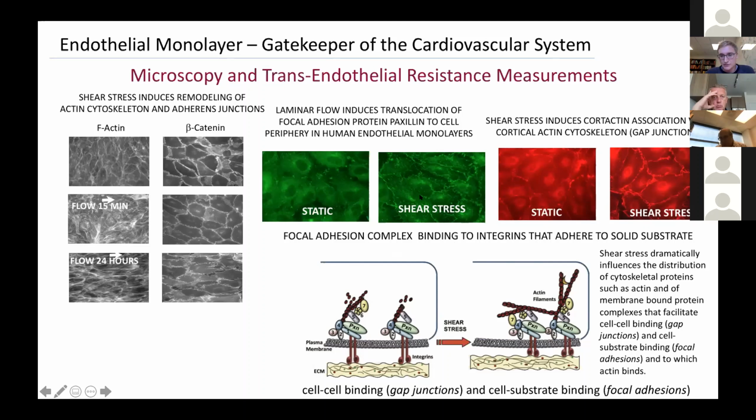So the gap junction and focal adhesions, which is what the cartoon underneath shows you, are two different types of proteins.